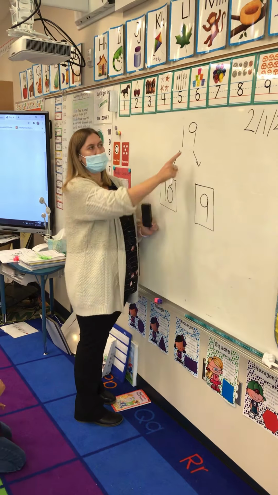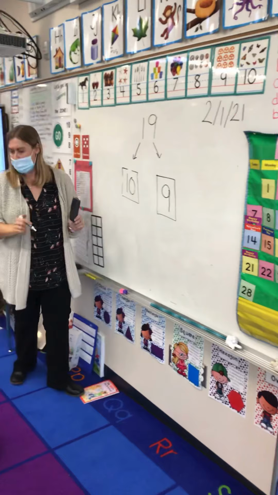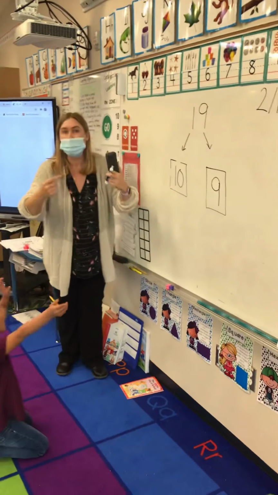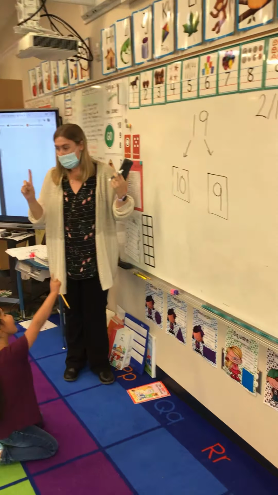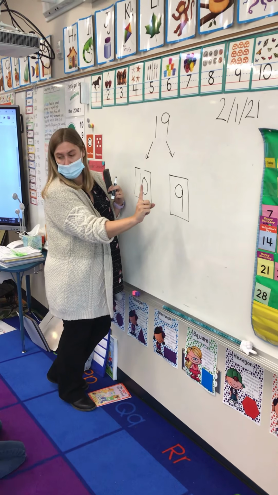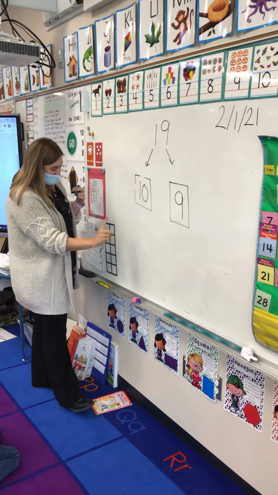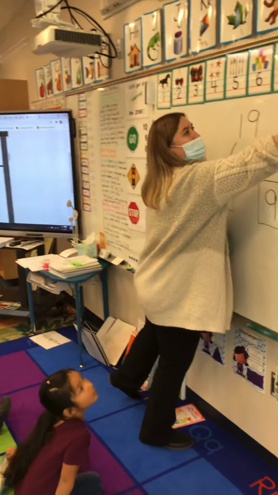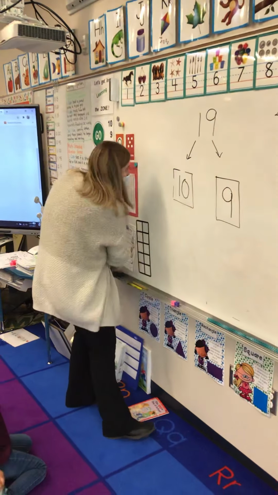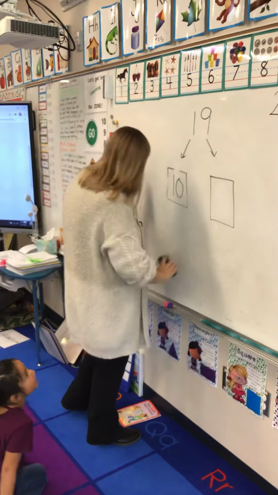How many more to get to 20? 19, 20. How many more did I need? 1 more. Just one more. How many more should I add over here? 1. What's 9 and 1 more? 10. Now, this one's tricky. This one was the challenge, my friends.